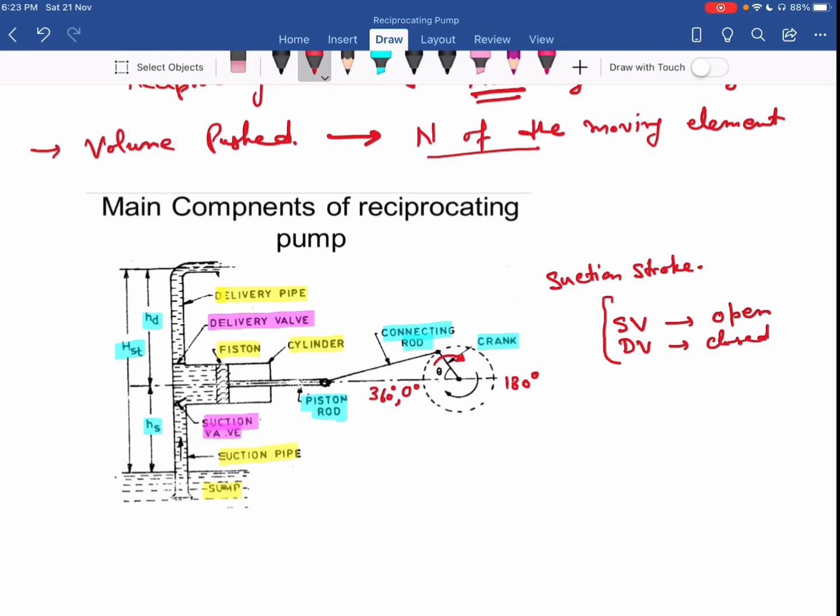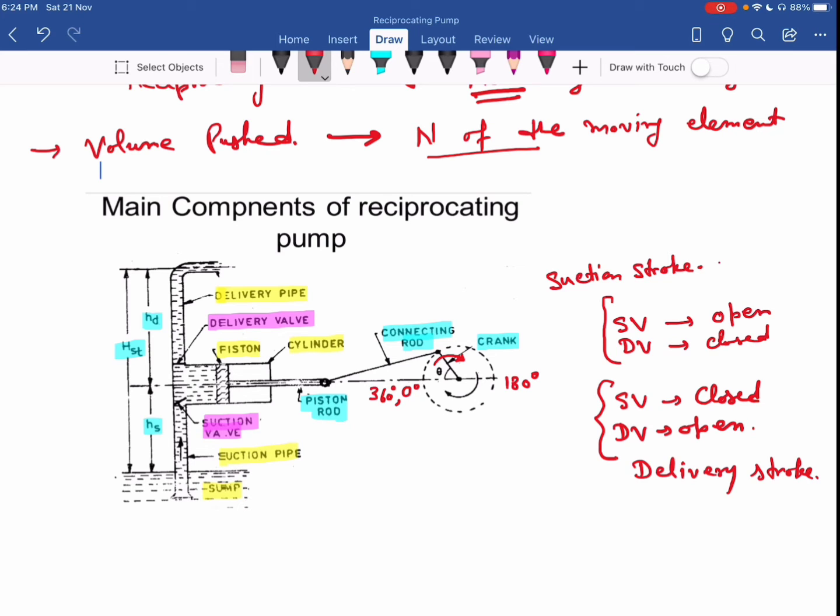In that time, my suction valve is closed, delivery valve is open, and this stroke we call as delivery stroke. So during this, suction valve is closed and delivery valve is open, and piston moves from extreme right towards the left direction. Okay, so during this stroke, the liquid is available on the delivery pipe.